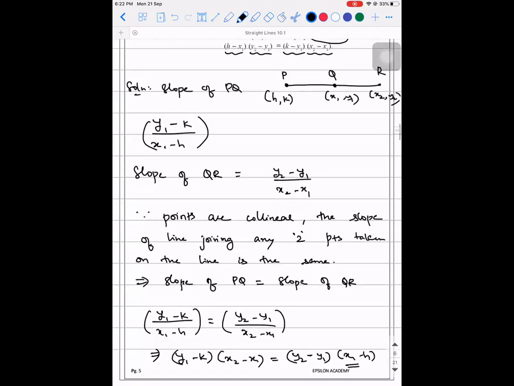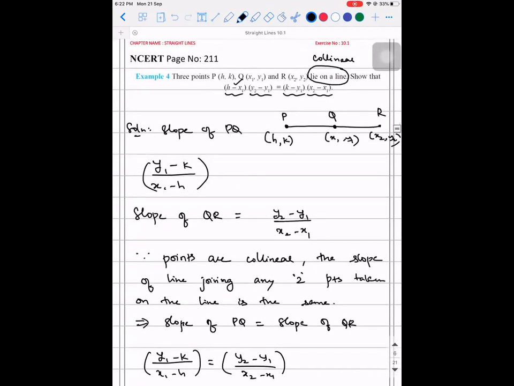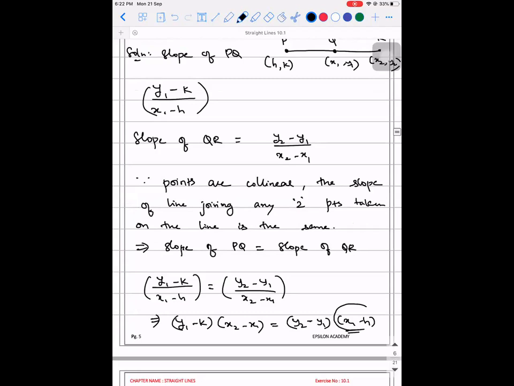So that's what they would have asked us to prove. Instead, what they've asked is h minus x1. What you can do is you take the minus sign from here and the minus sign from here, you will get the required expression. Okay. Conceptually, is there any doubt? No, sir. So here one important point to be noted is when two lines are parallel or the points are collinear, the slope is still the same.